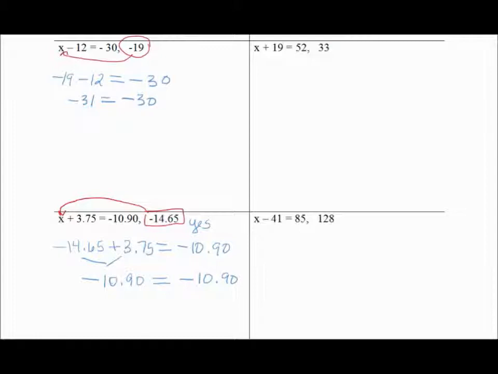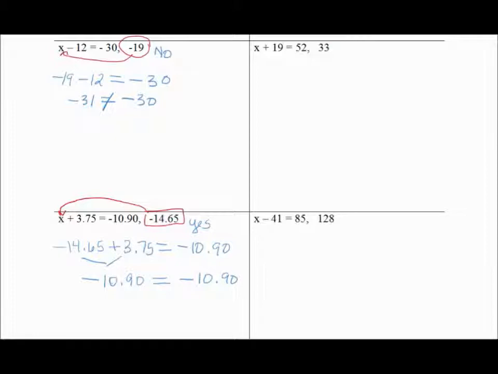And I know negative 31 does not equal negative 30, so my left side does not equal my right side. So negative 19 is not a solution to the equation, so I'm just going to put no, and I'm saying no, that negative 19 is not a solution. Let's check our next one.